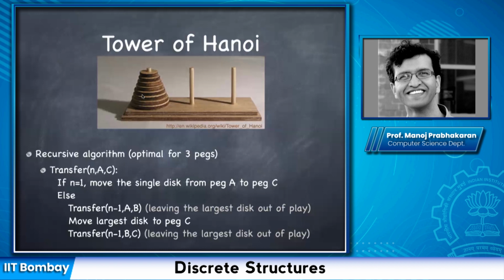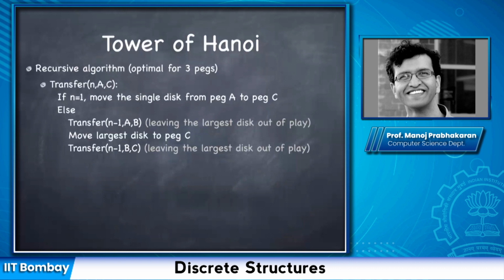You should verify that this is actually a legitimate algorithm, that you would never violate the condition of not placing a larger disk on top of a smaller disk. What I'm going to be interested in right now is not proving that this algorithm is valid or optimal, but just counting the number of moves that this algorithm would make. Okay, so how many moves are made by this algorithm?